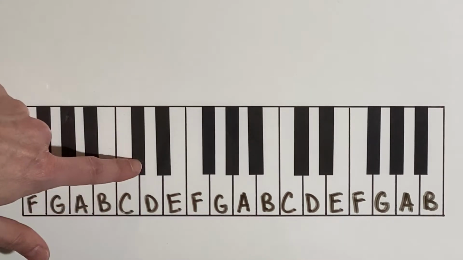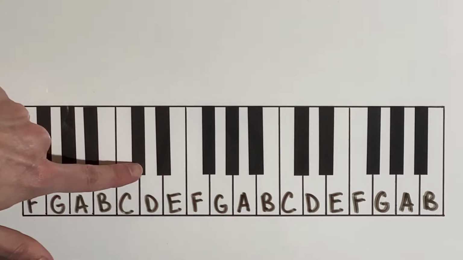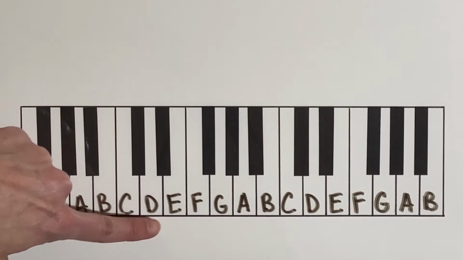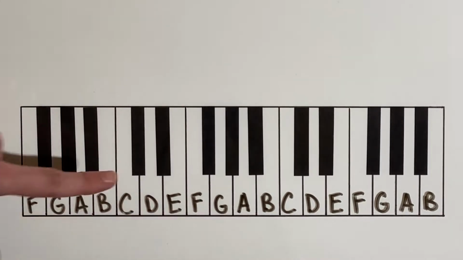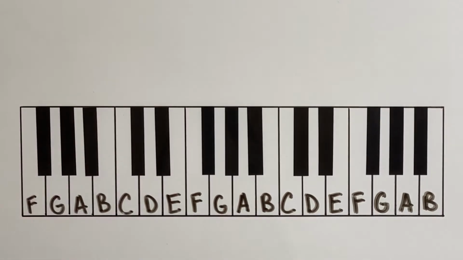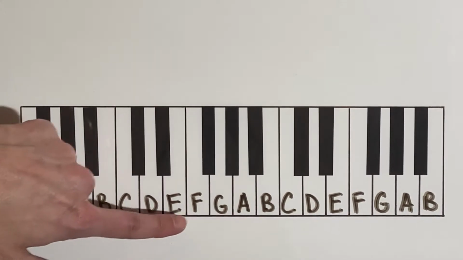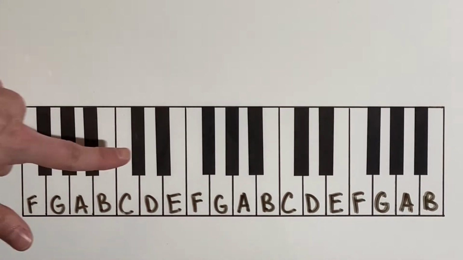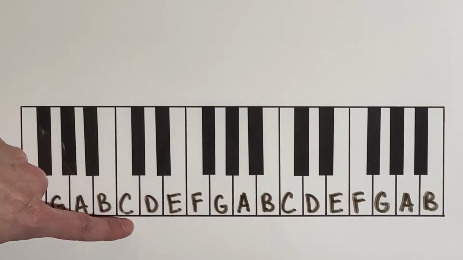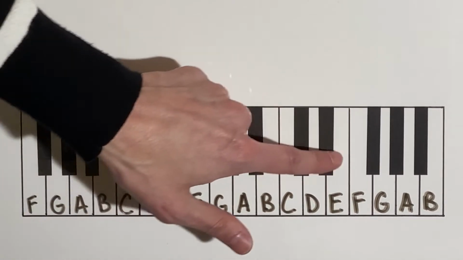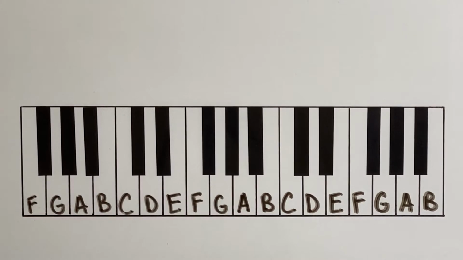What I like to say is we have 2 black keys. So we say by the 2 black keys are C, D, E. Can you say that with me? By the 2 black keys are C, D, E. And the really cool thing is that by these 2 black keys, it's C, D, E. By every 2 black keys, you're always going to find C, D, and E.